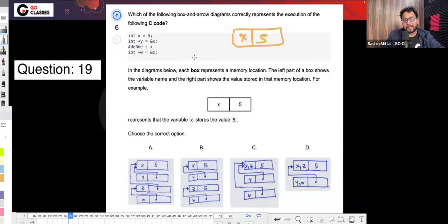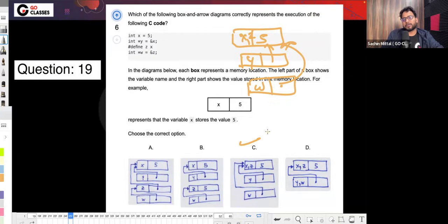right? Y will be another memory, and y is pointing to x, right, which is fine. And then z is x, right? So this z will be doing one thing. Wherever z is written, it will automatically be replaced by x. Or in other words, you can say z and x will share the same memory. This is important. Z and x will share the same memory. And then w is another memory, which will be basically pointing to z or x, right? So like this. So which is the correct option?